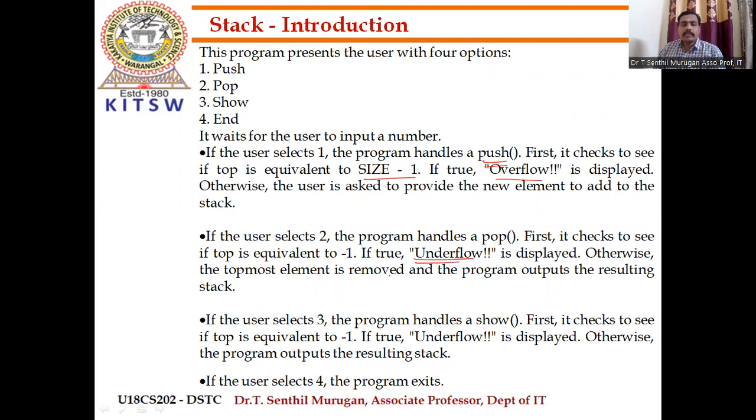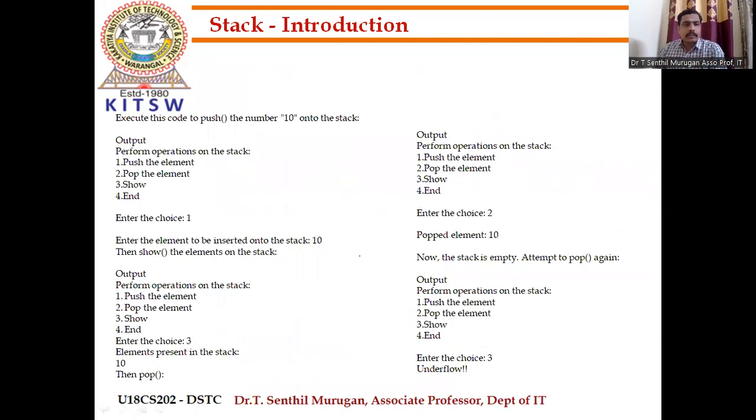If underflow means we can print, top equal to minus 1 means it is underflow, it will print. Otherwise, you can remove the top element, top minus 1 you can update. Finally, show, you can check the elements are there or not. So if stack is empty means you are not able to print. If top is pointing to somewhere means you can print from top to 0th location. Okay, so initially this is the output for that.